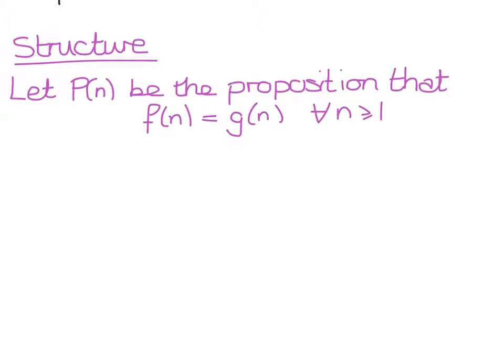So let's look at the general structure of a proof by induction. First of all, you take your proposition Pn and state what it is. So let Pn be the proposition that, in this case, Fn equals Gn for all n greater than or equal to 1. Then we look at the base cases.